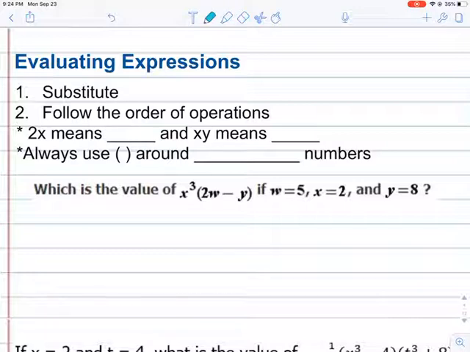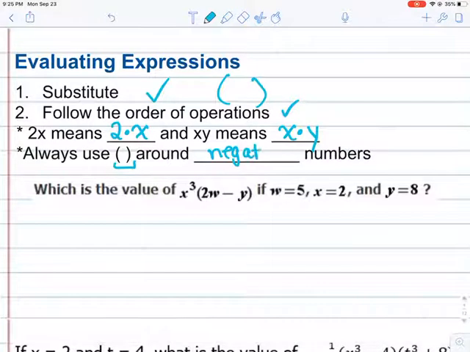So the first thing you want to do is just substitute. So just basic substitution. It helps when you use parentheses when you're plugging in the numbers. And then after you substitute, you're just going to follow the order of operations. So just a couple other helpful hints. 2x means 2 times x, so keep that in mind. And xy means x times y. And always use parentheses around any negative number.